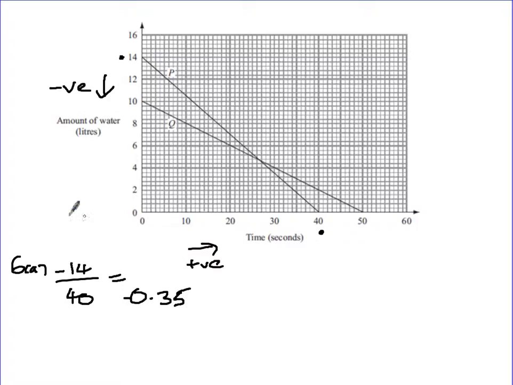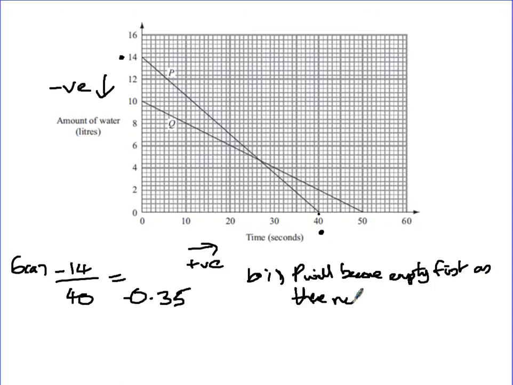One container will become empty first, so this is part B, part 1. Which container? You must explain your answer. Which container is going to become empty first is this one, so P. P will become empty first, as there is no water left after 40 seconds.